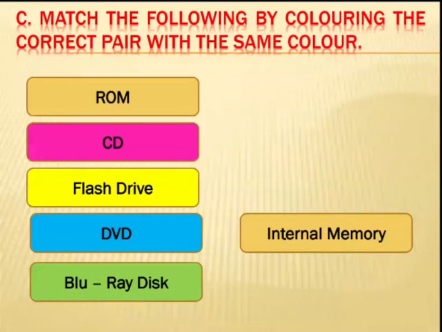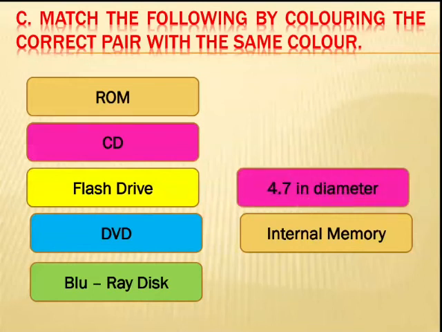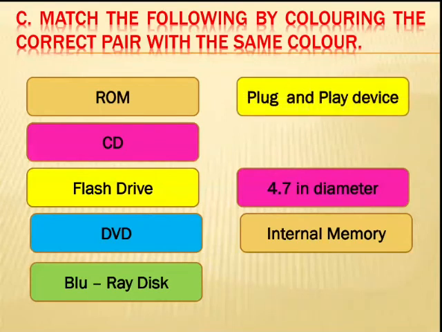The next one is CD. What about CD? The diameter of CD is how much? It is 4.7 in diameter. So it will match to CD. The next one is flash drive, that is pen drive. So what will be the exact match to it? Yes, it's a plug and play device. We can plug it and play the device. So the next one is DVD.